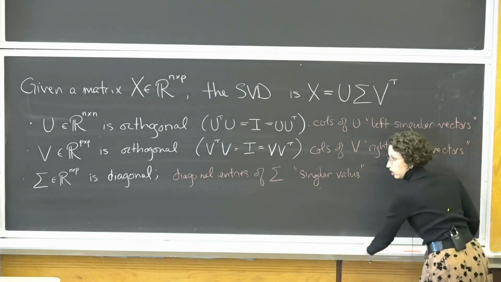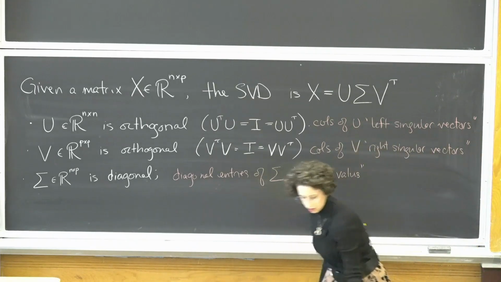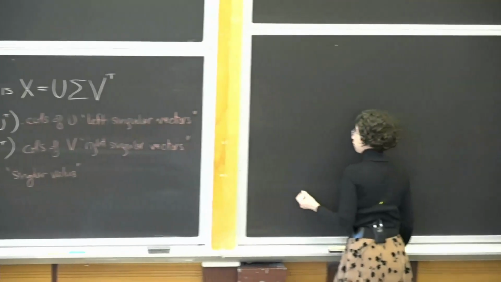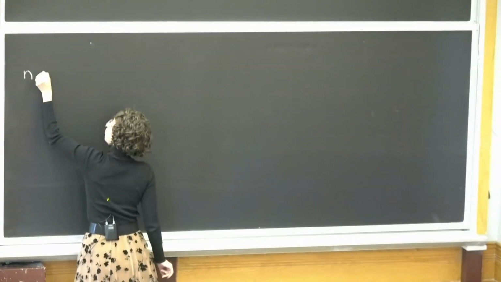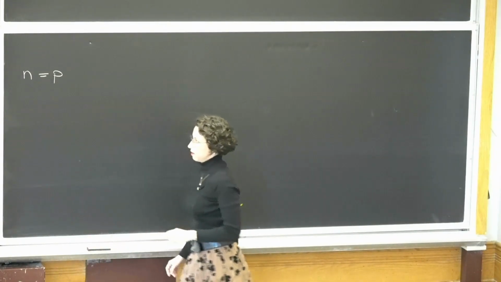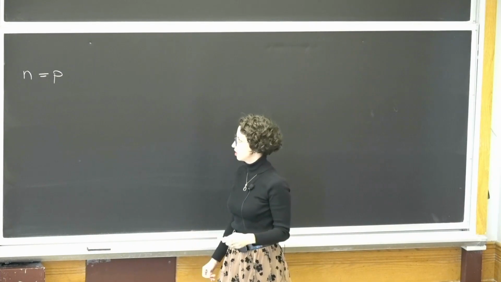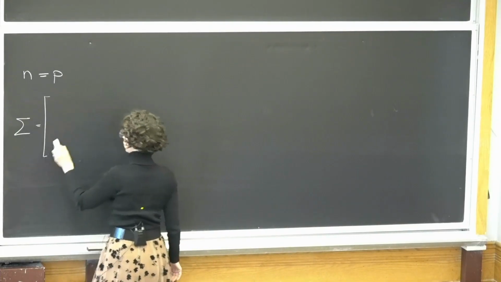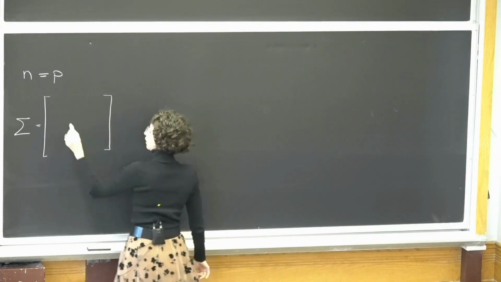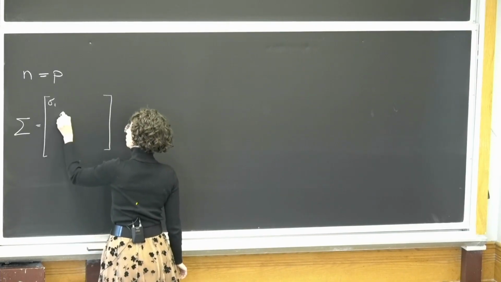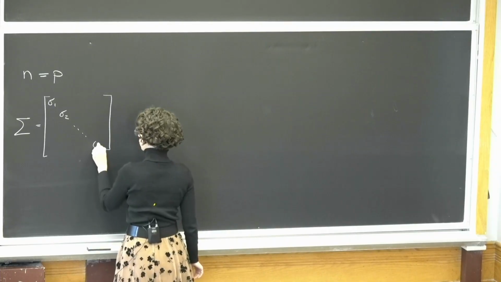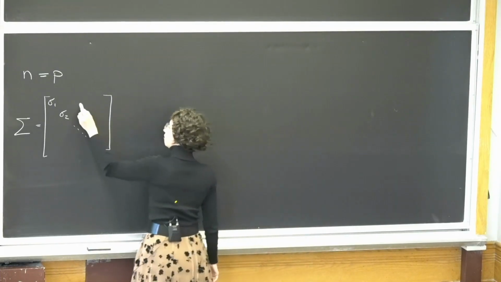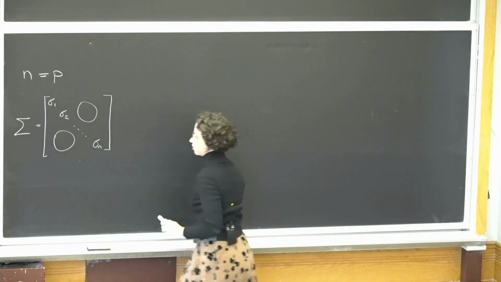So let's take a look at how sigma looks. We're going to have 3 different cases. In one case, n is equal to p, so X is a square matrix. In this case, if we look at our sigma matrix, it's square, and it's got entries sigma 1, sigma 2, all the way to sigma n. It doesn't really matter because n is equal to p, and every other entry in this matrix is equal to 0.